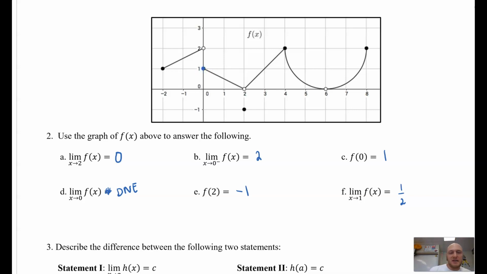D, the limit of f of x as x approaches 0. Well, the left and the right, they don't meet. Left does not equal the right. So you can put left does not equal the right. E, f of 2. Well, the function value at 2 is -1. And the trickiest of all these, F, the limit of f of x as x approaches 1, it is 1/2.